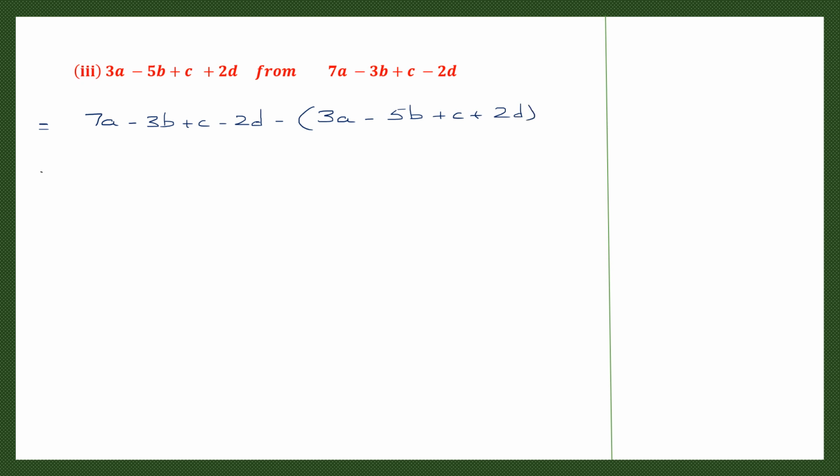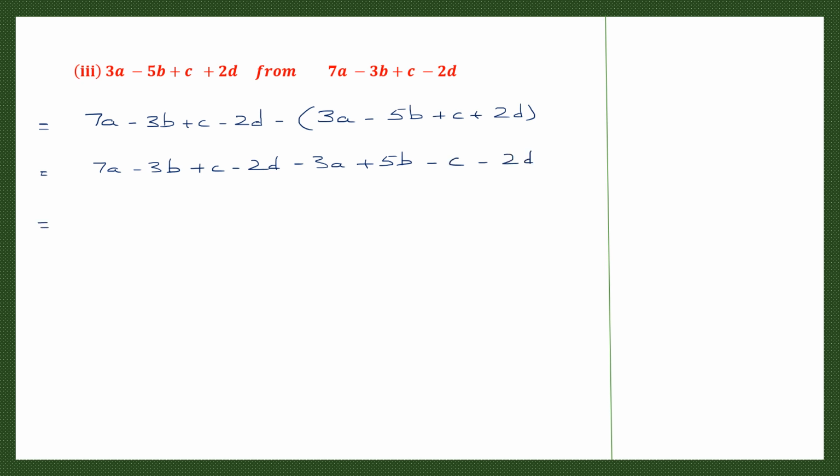Now let's remove the brackets. 7a minus 3b plus c minus 2d, this will remain the same. Now before you remove brackets, look at the sign before the bracket. The sign of all these will change because here we have minus before the bracket. So this is plus, this will become minus. So that is minus 3a plus 5b minus c minus 2d.